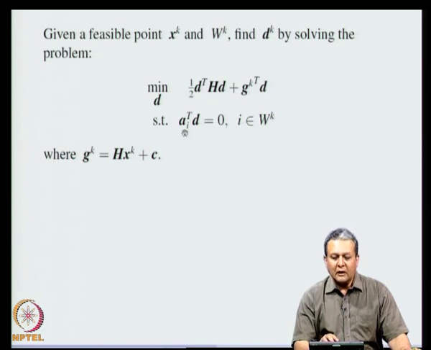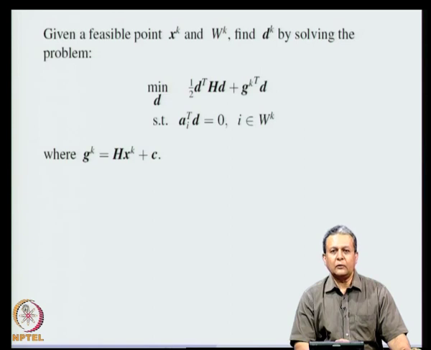Remember that the i's come from the set of active constraints, or the working set at iteration k. So, it is very important that this set would consist of all the equality constraints and some inequality constraints also, if it is possible to have some active inequality constraints at the given point xk.